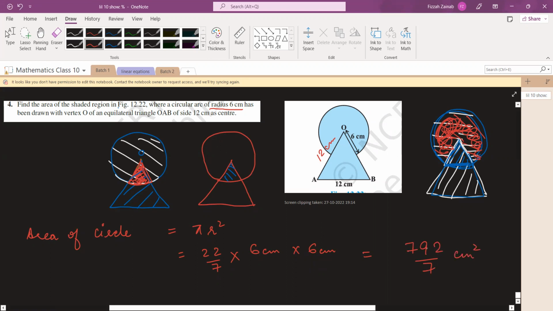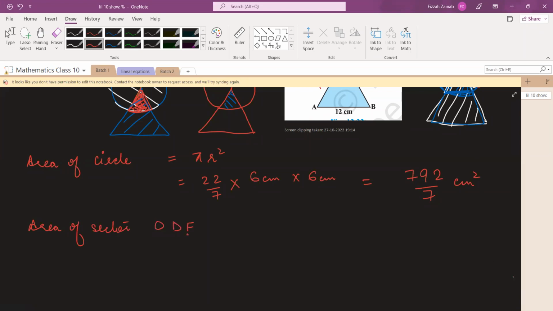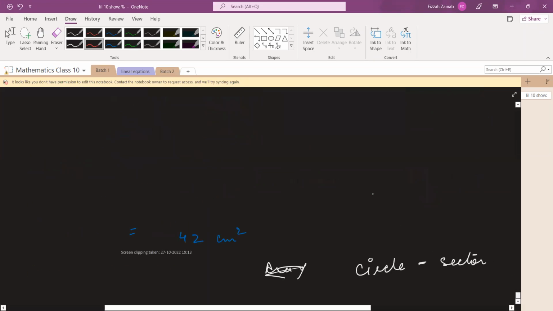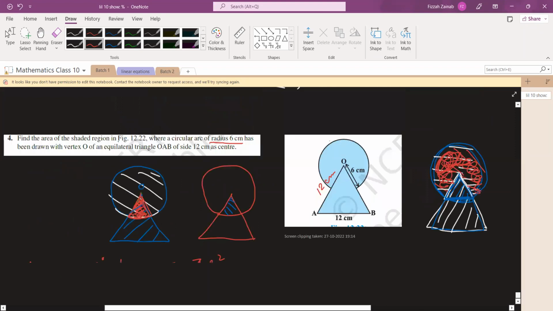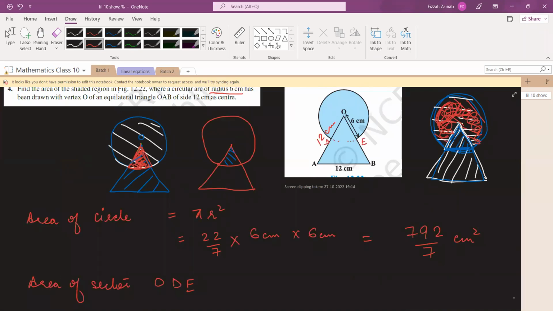Now you find the area of the sector. So area of sector ODE, right, in the figure. You can name it if you wish, just make some dotted lines here, and this point you can call D, this point you can call E. So sector ODE we are finding out.